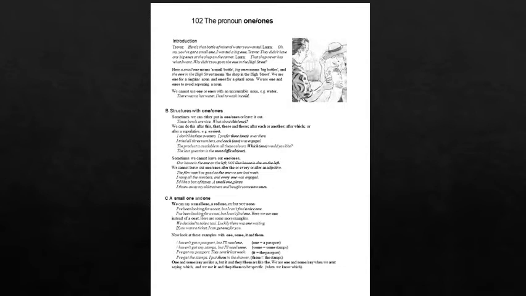Unit 102 discusses the usage of one and ones, basically one and its plural ones. Both these forms are used in a situation where you do not want to repeat the same noun. So, in a situation where the noun is understood and already mentioned, then in a conversation you can use one. Now, one is the singular form, and the one with an S is the plural form.